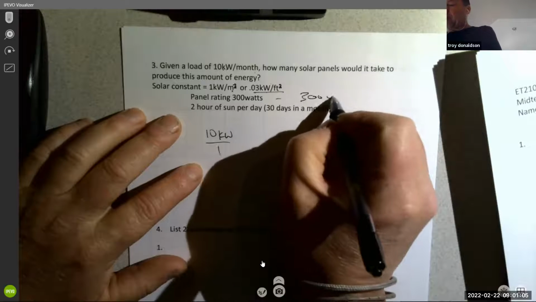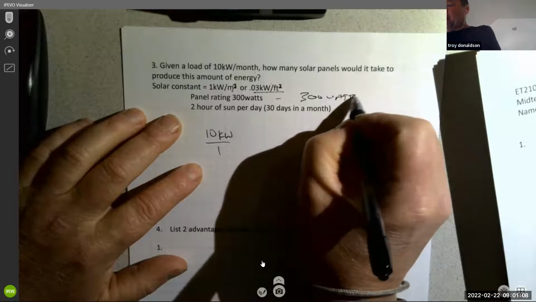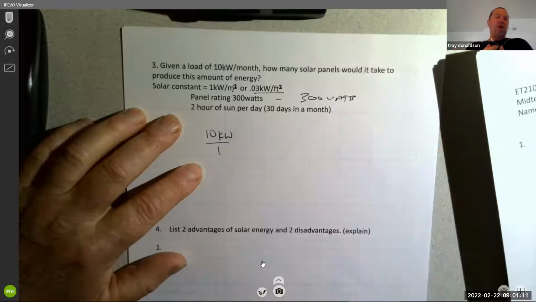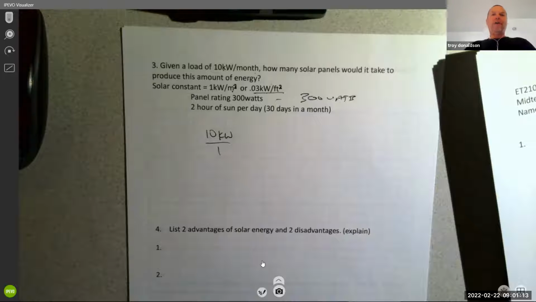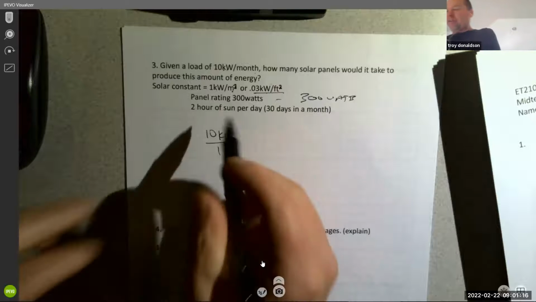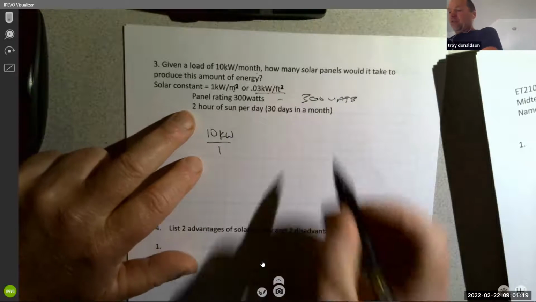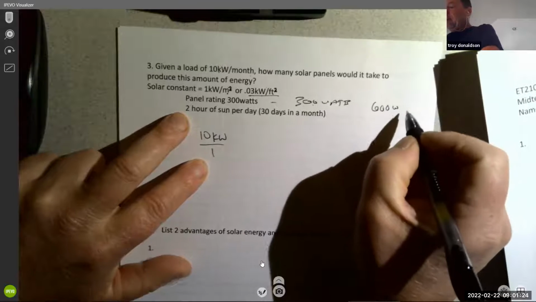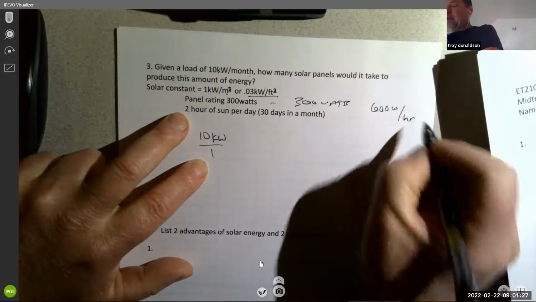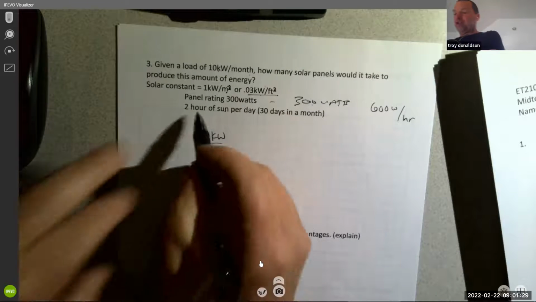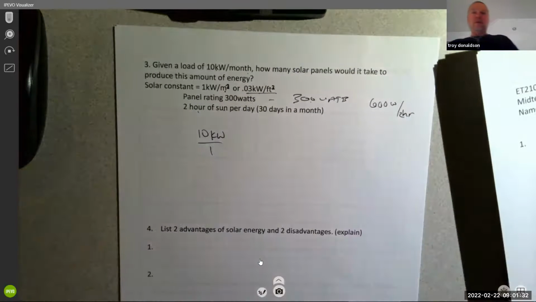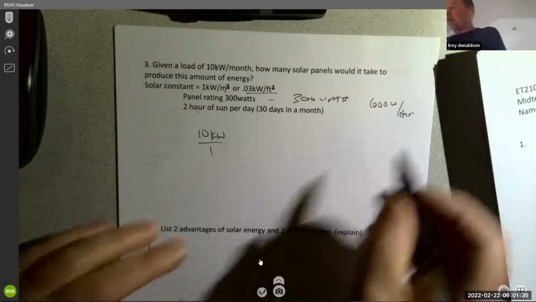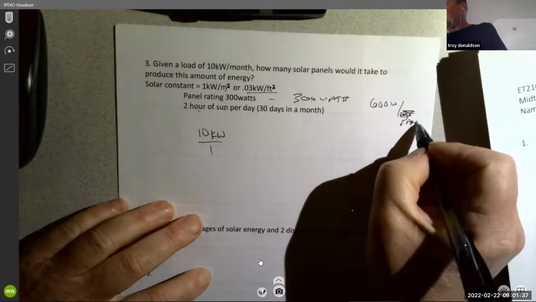So we get 300 watts, right, per hour. That's how panel ratings are, of direct sunlight. And we get 2 hours of sun per day, right? So that means that we're getting 600 watts per hour, or per 2 hours, right? But we're getting 600 watts per panel. Per panel in this location. And we got to get to 10 kW.